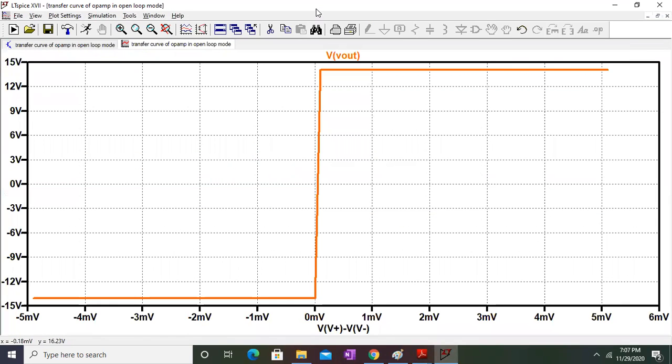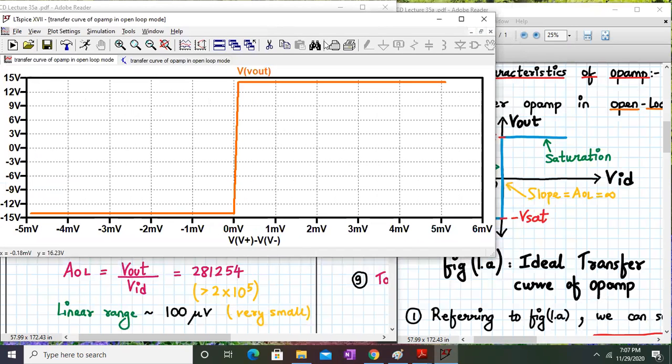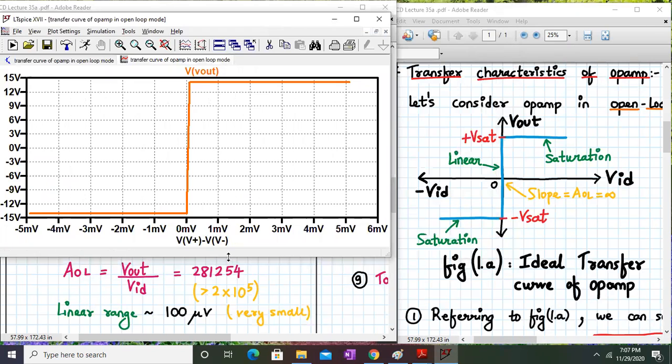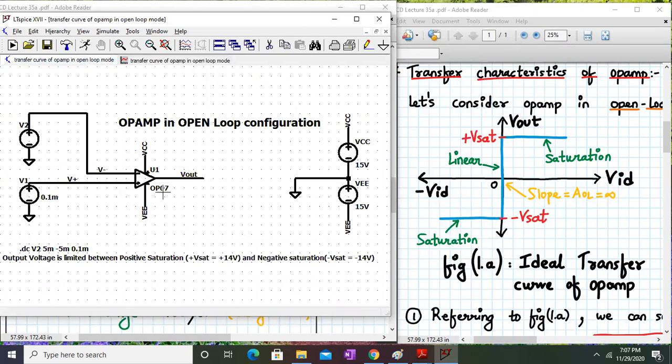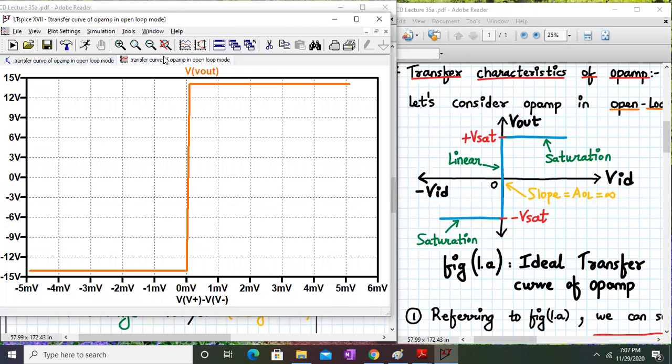Basically it's quite close to whatever we have studied in the theory, but in theory we have considered the op-amp to be ideal, and here we are using an OP07. As you can see, OP07 is a practical op-amp, so it will have some slope. This blue line and this orange line in the simulation quite resemble each other. This is my saturation region, and this is again on the negative side. This is minus VSAT, this is plus VSAT.